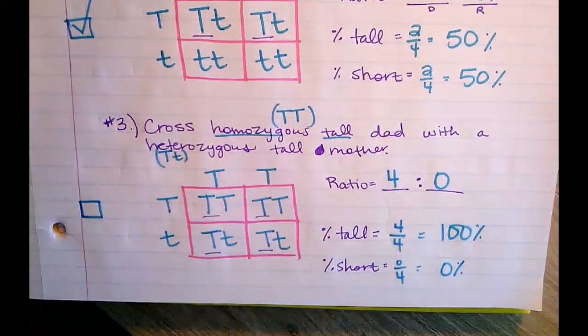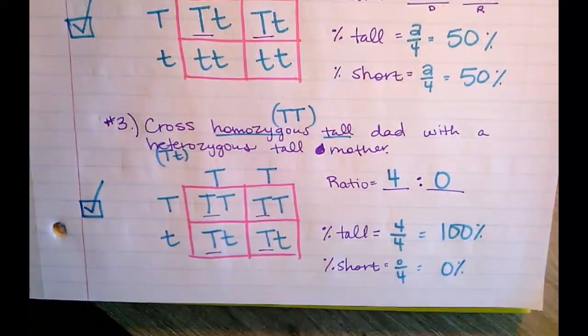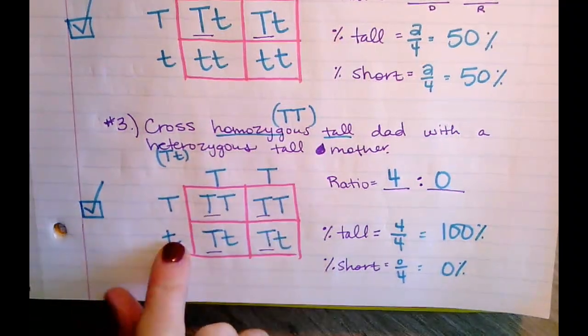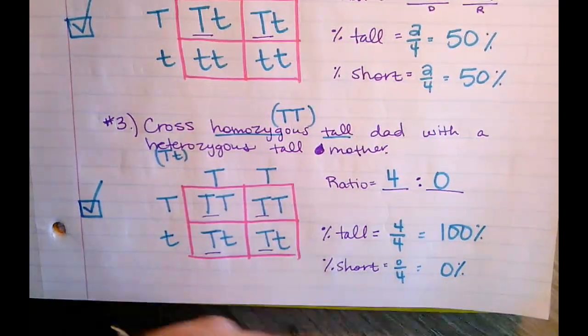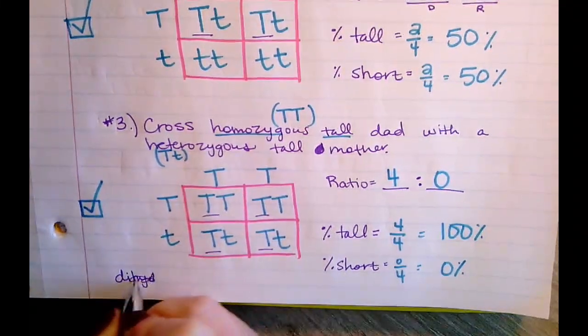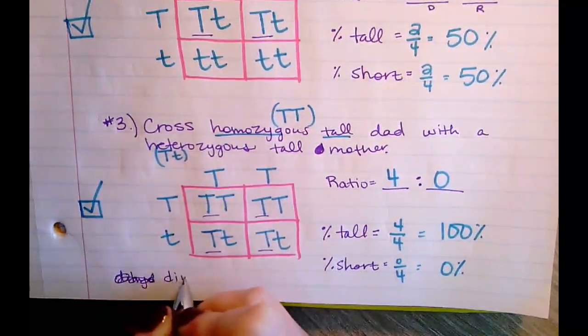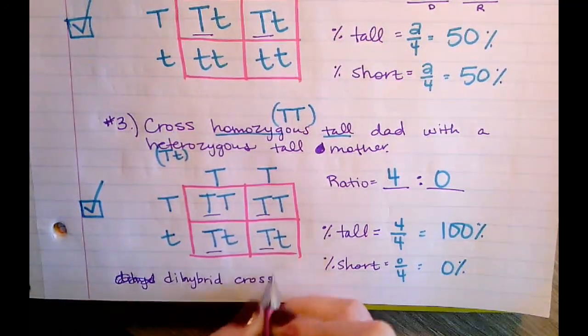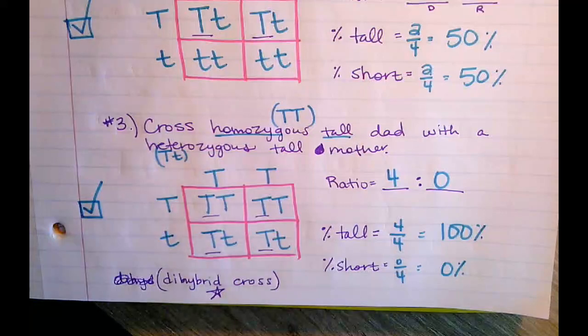Alright, and you guys can always make your own problems if you would like to try them. Okay, but that's how you guys are going to do Punnett squares. If you guys are interested in learning a more difficult version, so instead of crossing just one trait, you would cross 2, you can Google it. It's called a dihybrid cross. That's if you want to try something really, really hard.